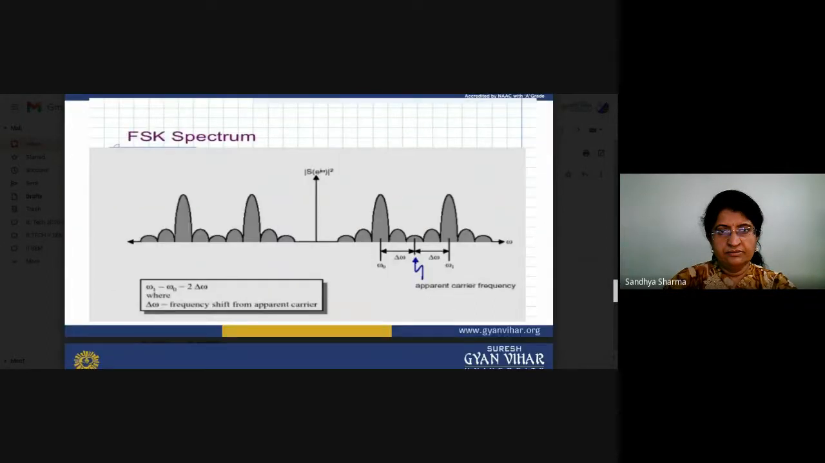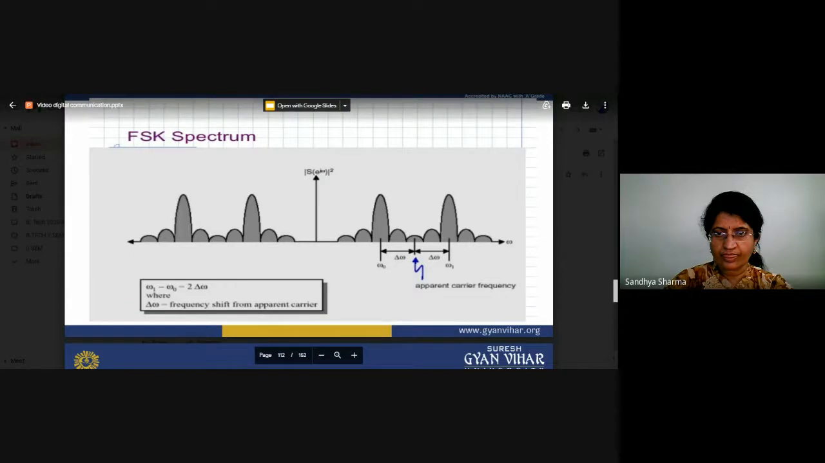So this is the FSK spectrum coming up from here to here. You can see here there are two frequencies F1 and F2.